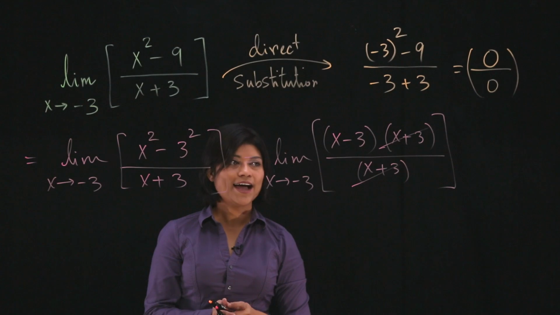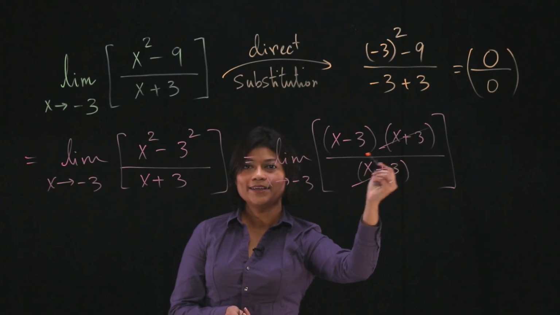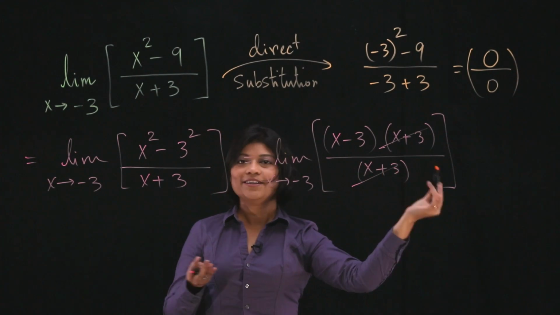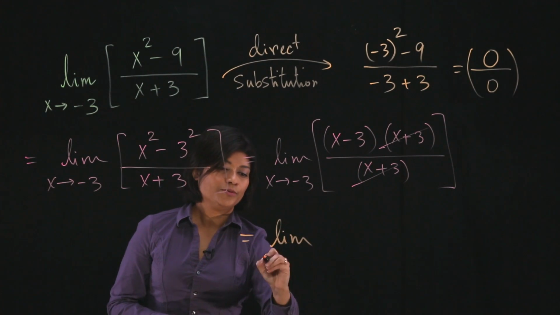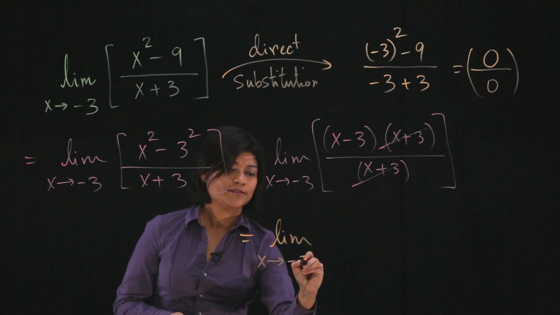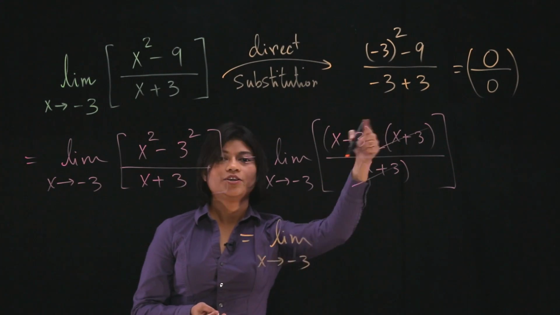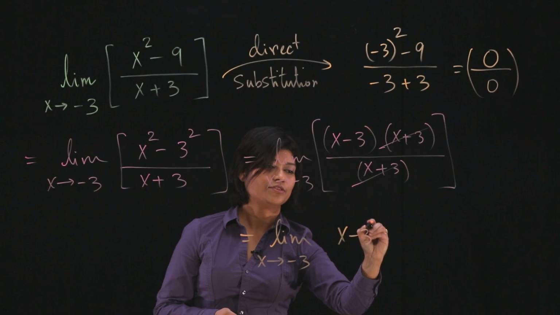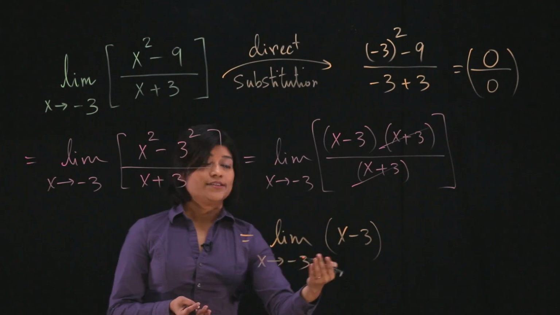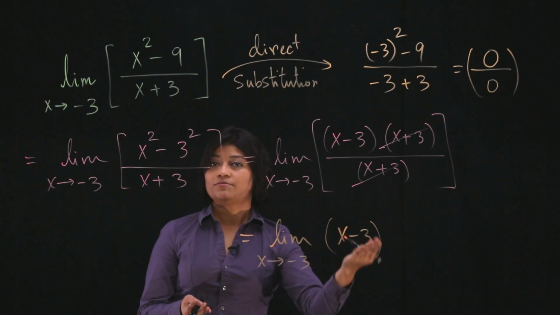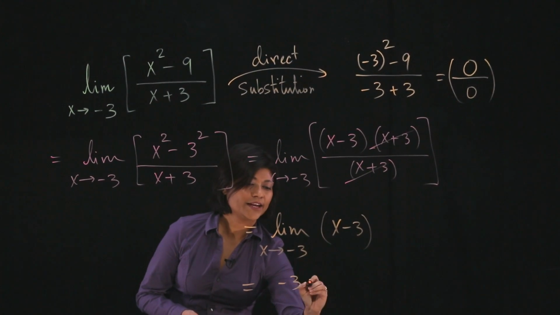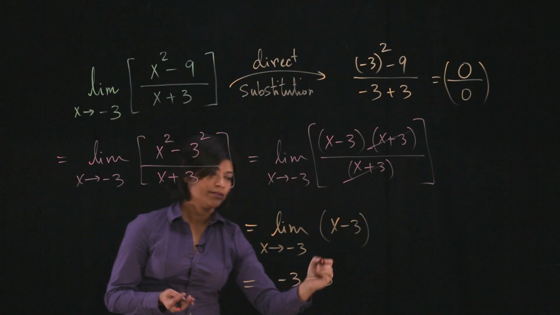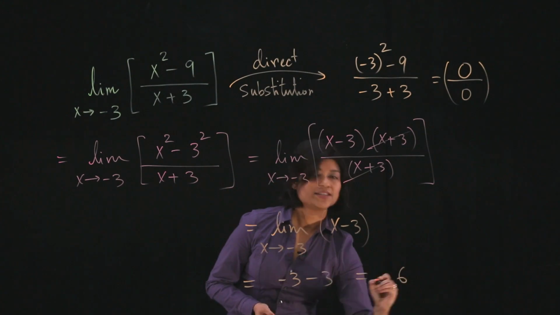As soon as you cancel that out, see, the problem was created by the factor x plus 3 in the denominator, which is not there anymore. And so we will have to evaluate the limit as x approaches -3 of just x minus 3. And since there is no denominator at all, you can just directly substitute. x equals -3, so you get -3 minus 3, and that is -6.